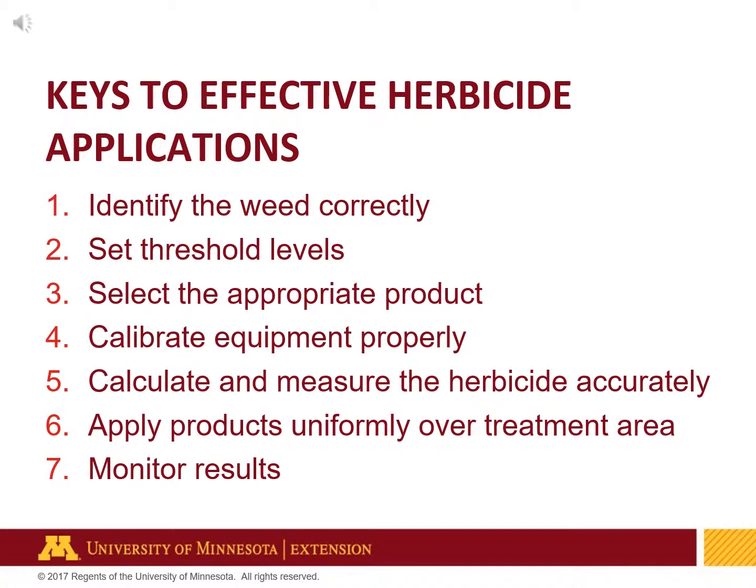Let's quickly review the steps of making an effective herbicide application. You should start by correctly identifying the weed, setting threshold levels, selecting the appropriate product, calibrating your equipment properly, calculating and measuring the herbicide accurately, applying the product uniformly over the treatment area, and finally, you should monitor the results of the application.